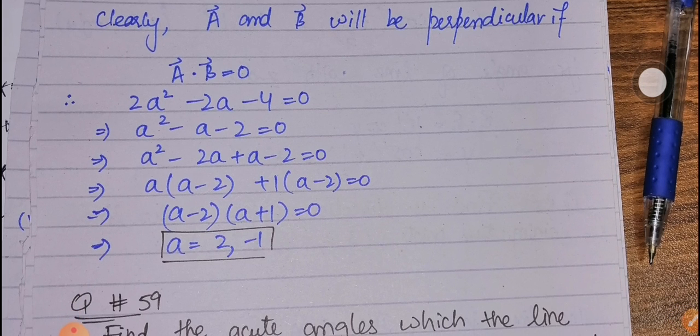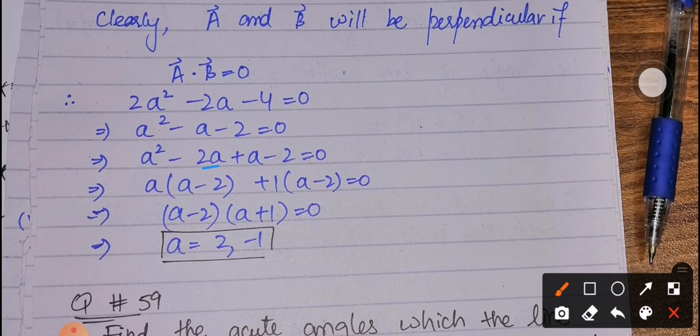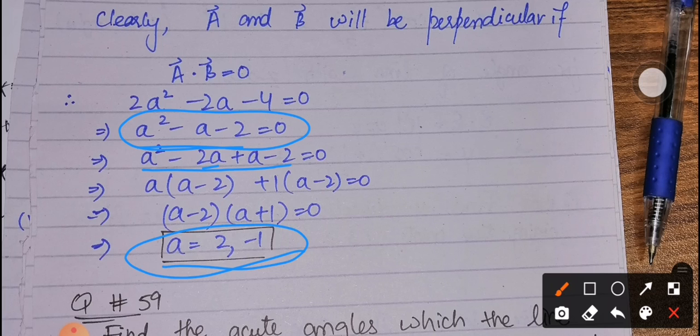It is not necessary to perform the factorization because you can solve this quadratic equation by any method. A square minus a minus 2 is equal to 0, and to solve the quadratic equation you may use factorization or the completing square method or even the quadratic formula. And here are the two possible values of the scalar a, which are going to make the given vectors perpendicular.